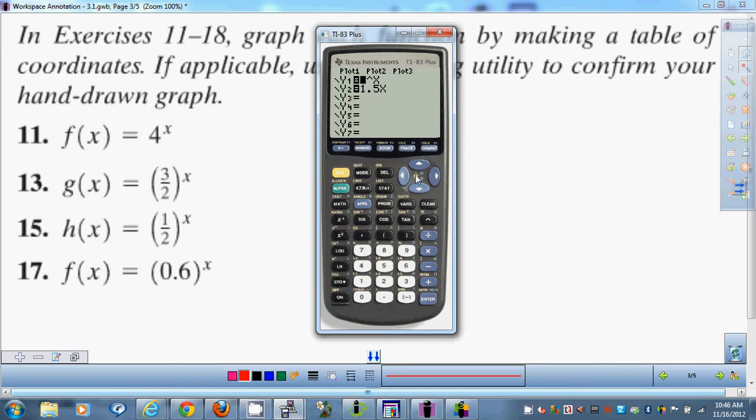Oh, just kidding. Yeah, I forgot the power button. There you go.